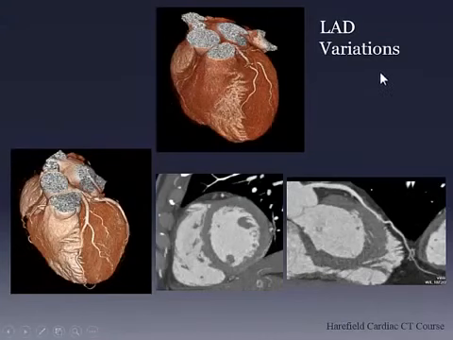Okay, some of the LAD variations. So here, the LAD will always go towards the LV apex, but sometimes you'll see it petering out, and sometimes you'll get a big diagonal that goes towards the apex instead.